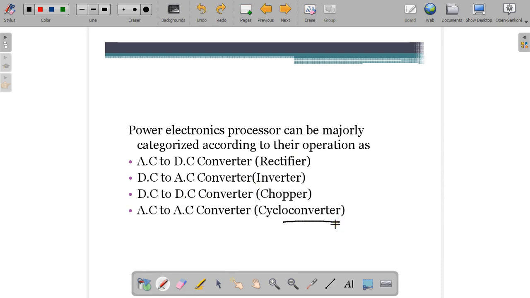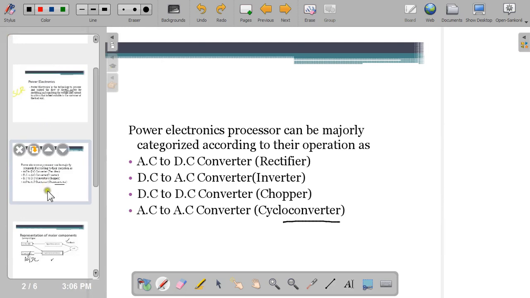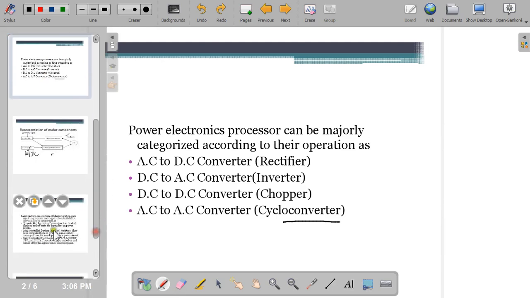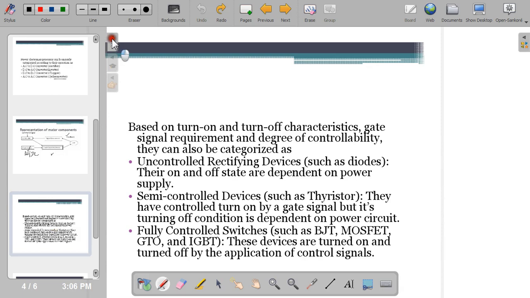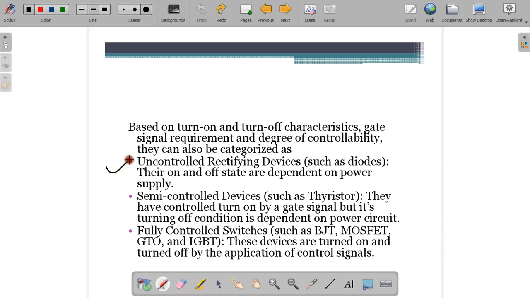Another classification is based on turn on and turn off characteristics, or gate signal requirement and degree of controllability. So they can also be categorized as uncontrolled rectifying devices, semi-controlled devices, and fully controlled devices. An example of an uncontrolled rectifying device is the diode.